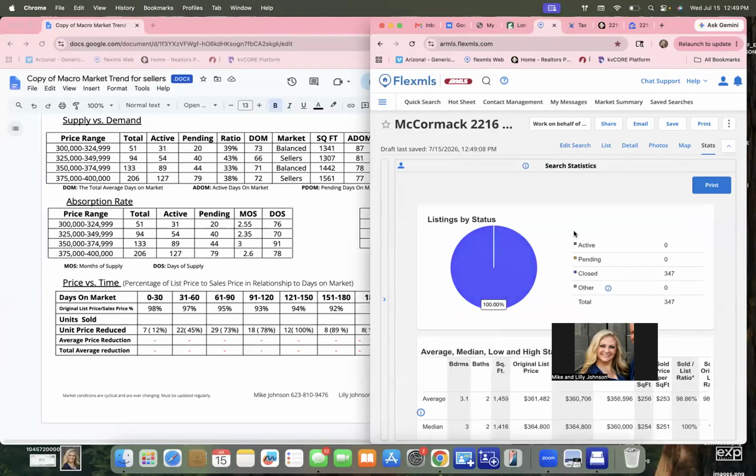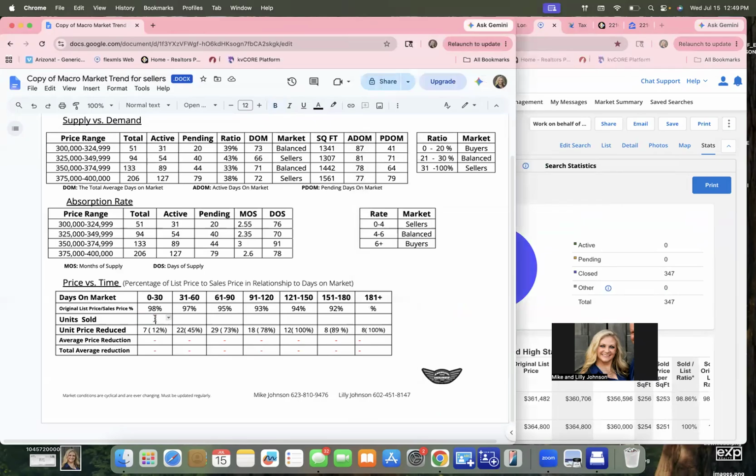Trying to bump you in there. Okay. So I have a total of 347 units right here that sold in that price point. This means they were on the market from 0 to 30 days. They closed in the first 30 days. Okay. 347, that's an awful lot.